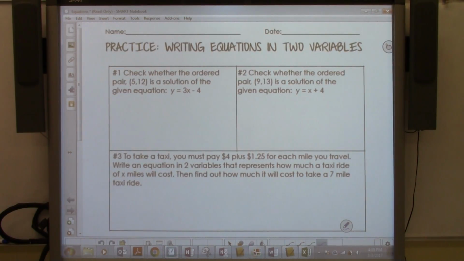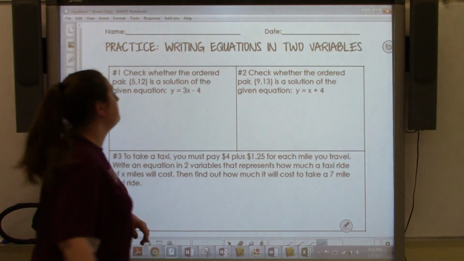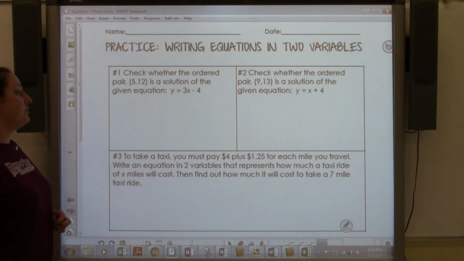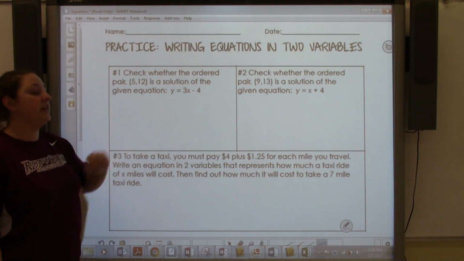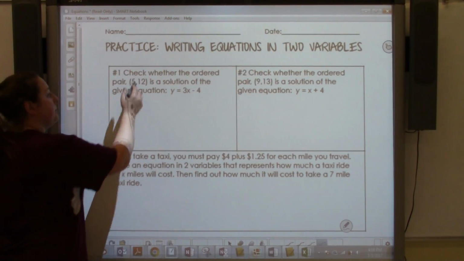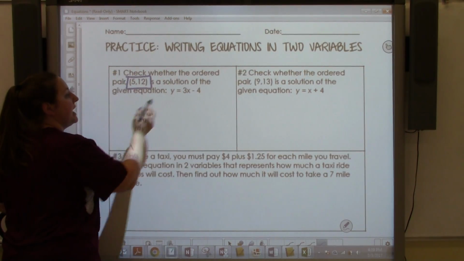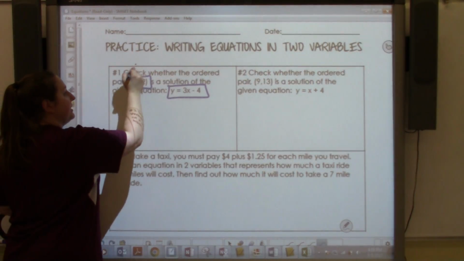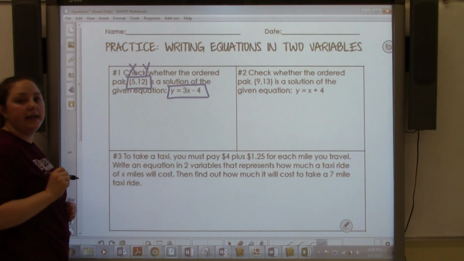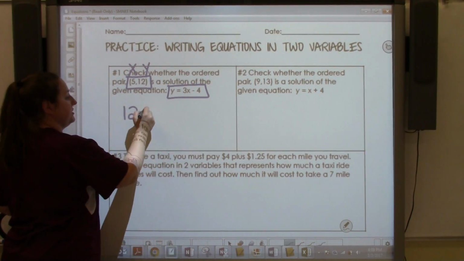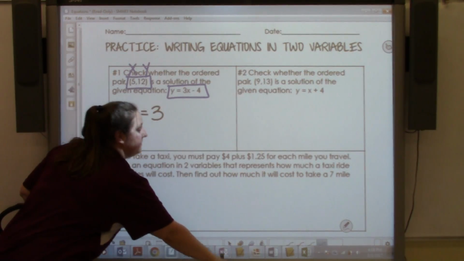All right, guys, so now that you've tried the practice problems, let's go over them together. So in number 1, we're asked to check whether the ordered pair 5, 12 is a solution of the given equation. And that equation is y equals 3x minus 4. So we want to take this ordered pair and test it in this equation. Remember, we have an x and we have a y. So we're going to replace y with 12, and we're going to replace our x with 5.